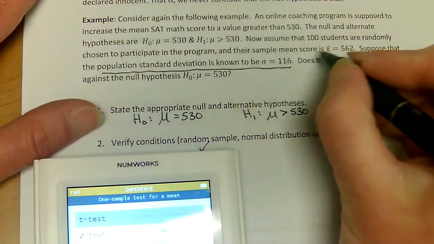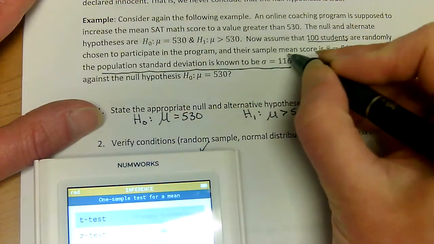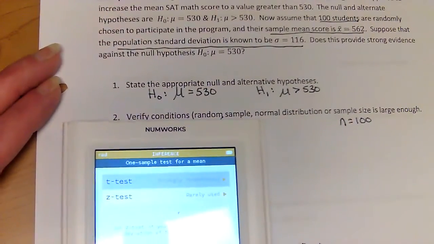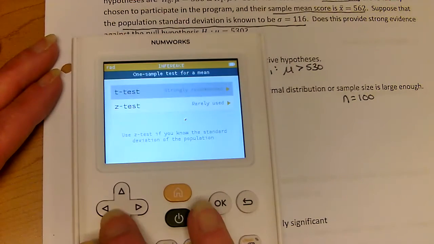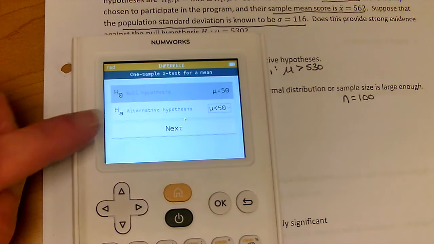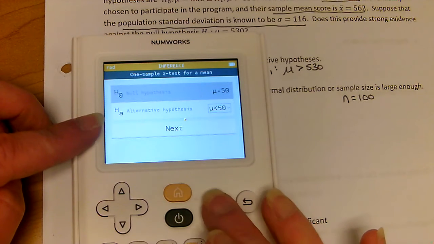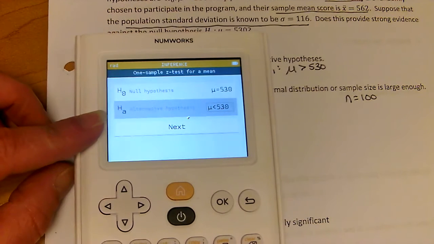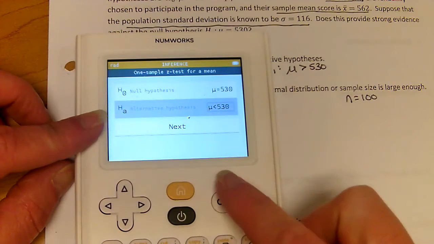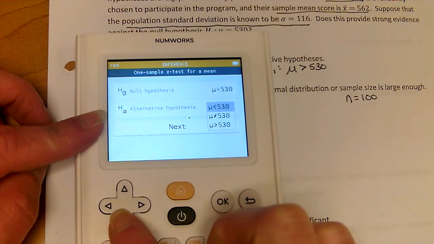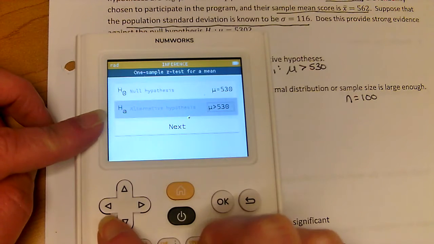So we have 100 students, a sample mean score of 562, and a population standard deviation is known. Now, the null hypothesis is that we equal 530. And notice that it's giving me an option. It has a box around that. When I click OK, I can either have less than, not equal to, or greater than. We want greater than.